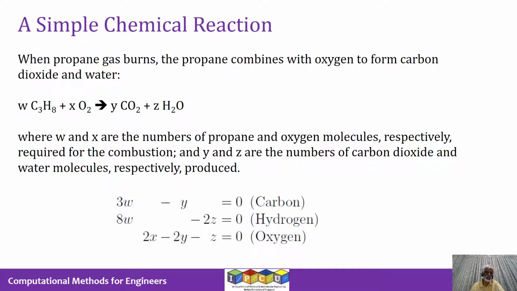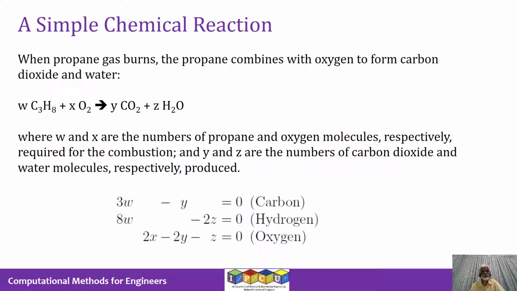Now, the equation can be written, it's an irreversible reaction. The equation can be written in this particular way. W moles of C3H8 combines with X moles of O2 to give Y moles of CO2 and Z moles of H2O. So this is the equation. The unknowns here, as listed in the problem, are W, X, Y, and Z. So there are four unknowns in the problem.